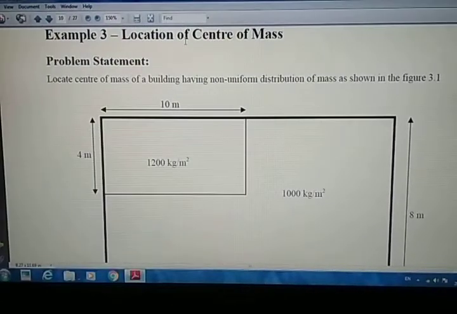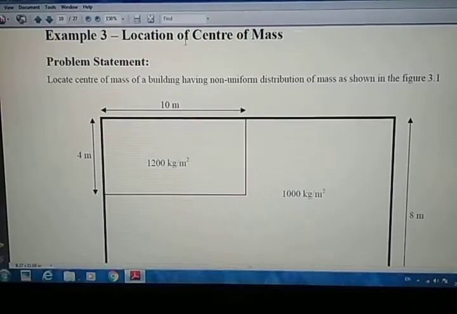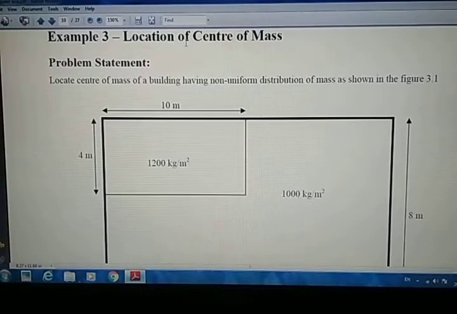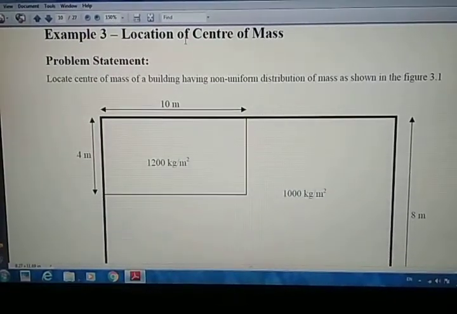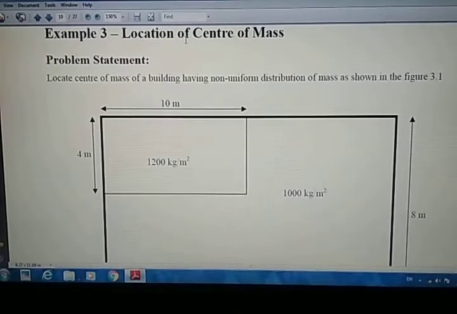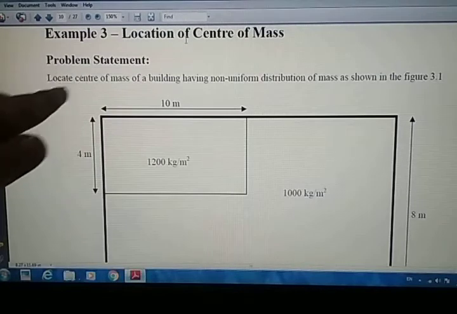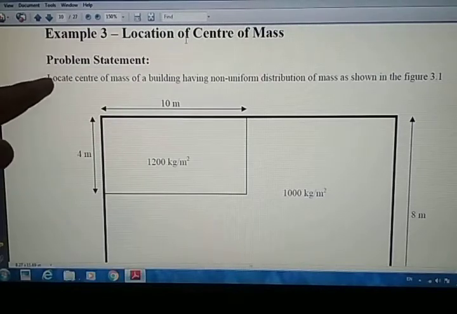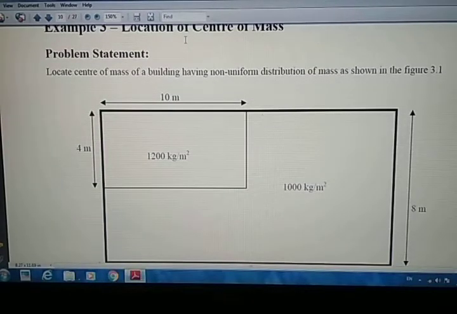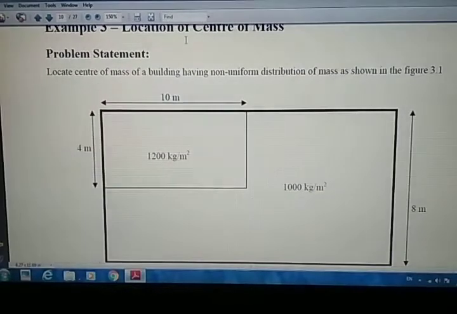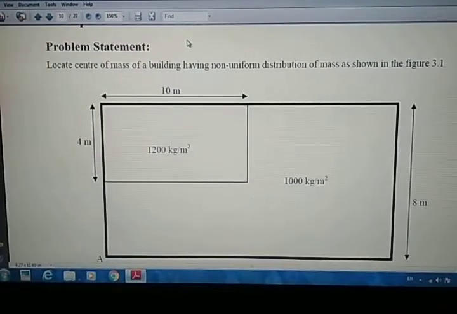Hello students. So we are going to study today about the location of center of mass. This is an important problem for wind and seismic analysis. So what we are saying here, the problem states: locate the center of mass of a building having uniform distribution of mass as shown in the figure. This figure is given here.